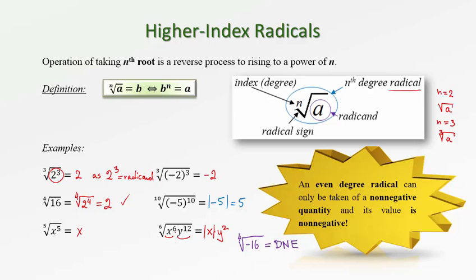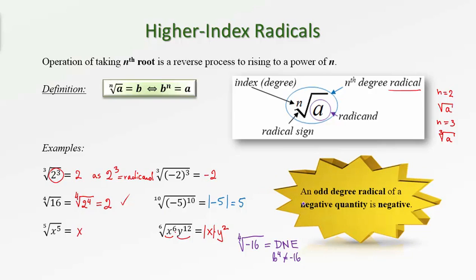Why? Because assume that this root is equal to a number b. Therefore, according to the definition, b to the 4 would have to be negative 16. But that's impossible, because if you raise any number to the 4th power, you end up with non-negative number, and on that side you have a negative number. That's impossible to be equal. So, even degree radicals are only taken of a non-negative quantity, never negative. And also, the value of even degree radical is always non-negative, because we agreed to choose a principal root as a unique answer to the radical of even degree.